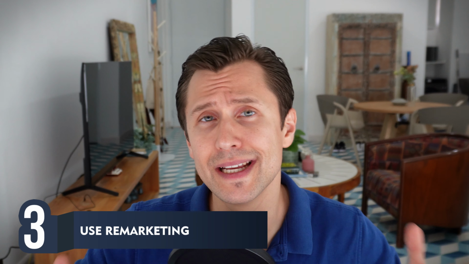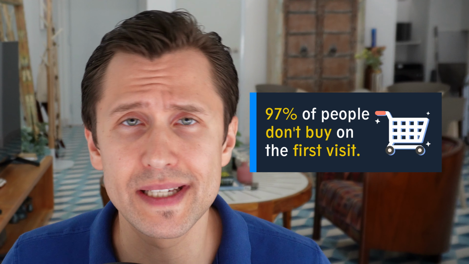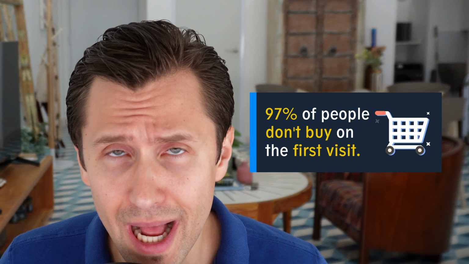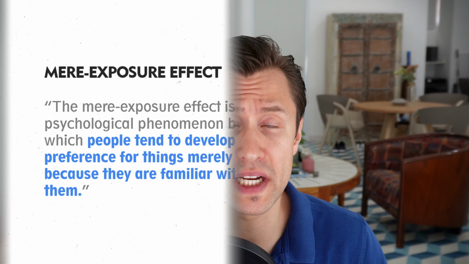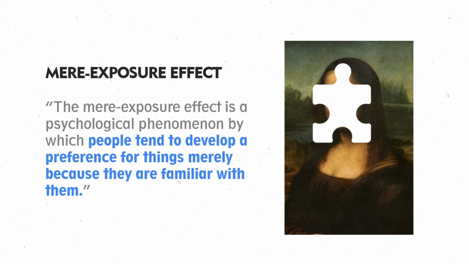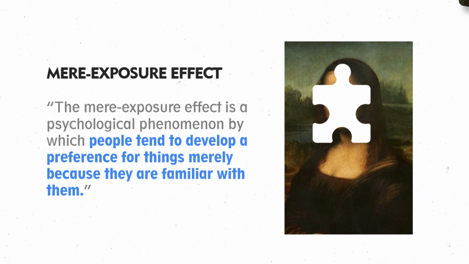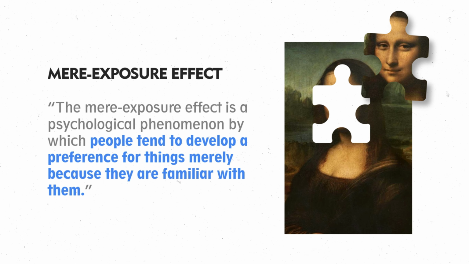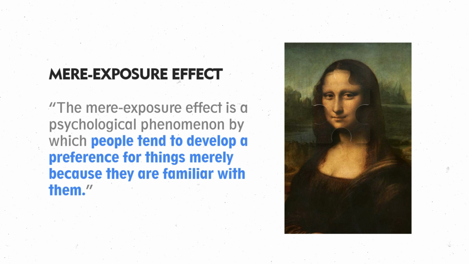Google Ad profit maximizing strategy number 3 is to use remarketing. Guys, did you know that 97% of people who visit your site for the first time don't actually buy? They buy the second time, the third time, the fourth time. And this has something to do with the psychological principle called the mere exposure effect, which says that the more somebody is exposed to something or the more they see something, the more they start to like it.